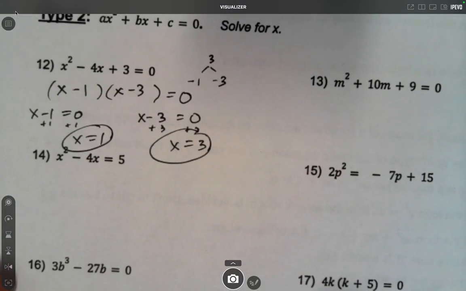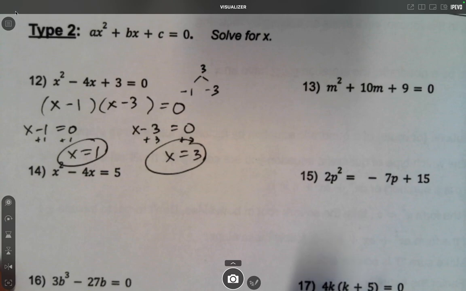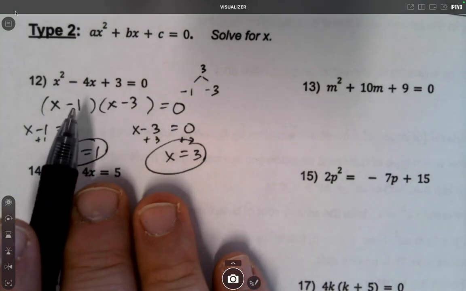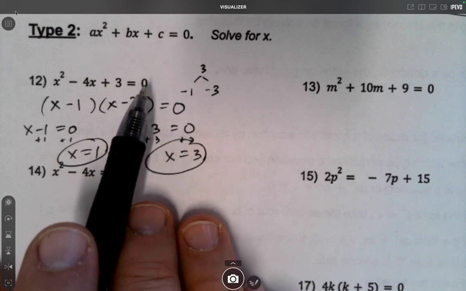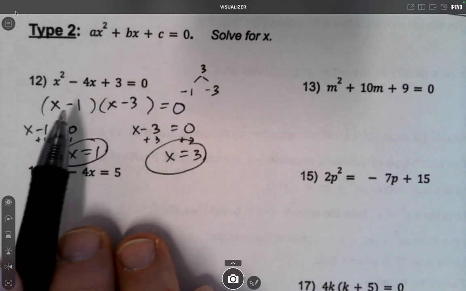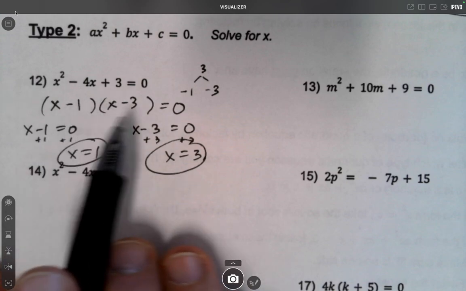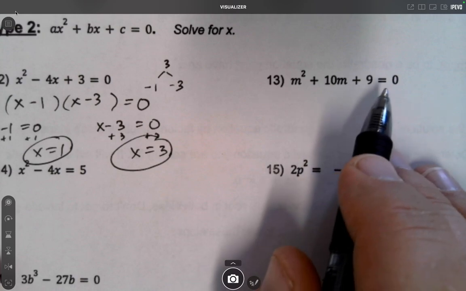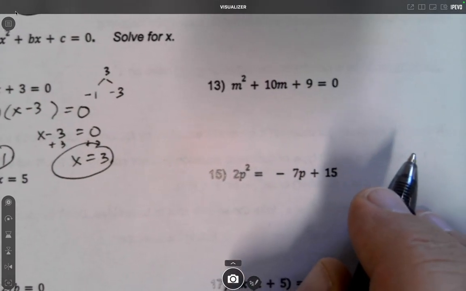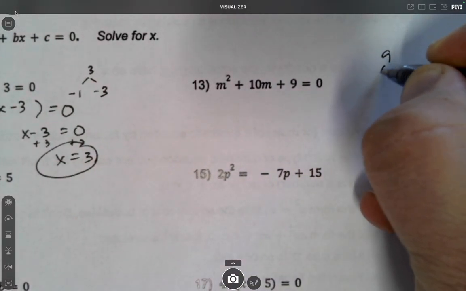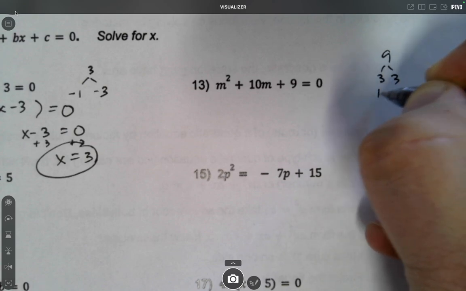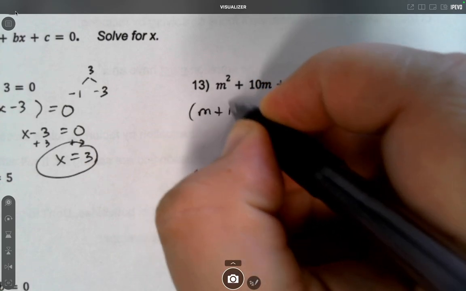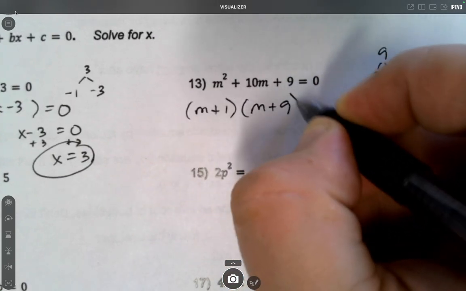Now back to type 2, where we have to factor. So, a reminder of the steps: we first make sure it's equal to 0. That's our first step. Then we factor, then we set each term equal to 0 and solve for x. So in 13, this one's already set equal to 0, so we need to factor. I've got to think what multiplies to be 9 and adds up to 10, and that would be 1 and 9. So I'll have m plus 1 times m plus 9 equals 0.